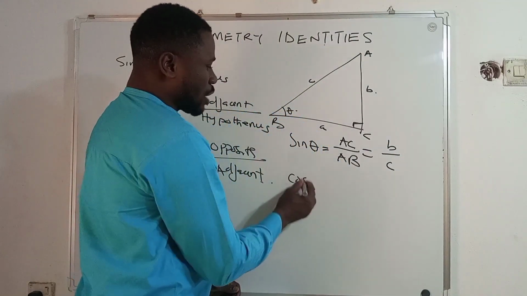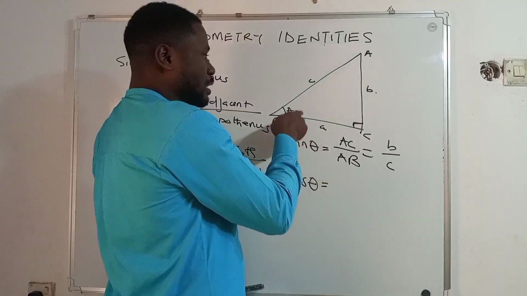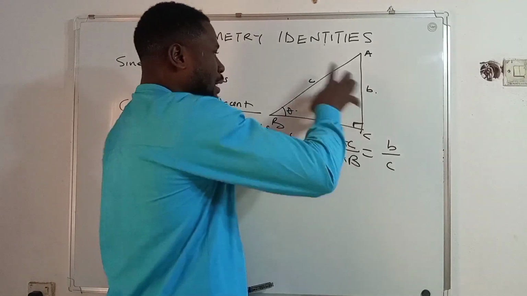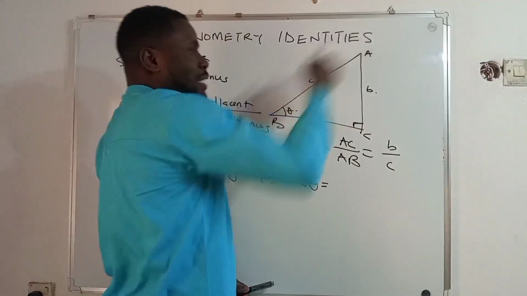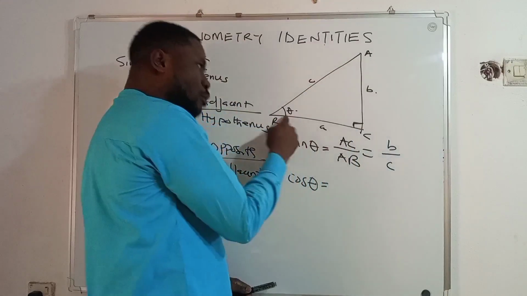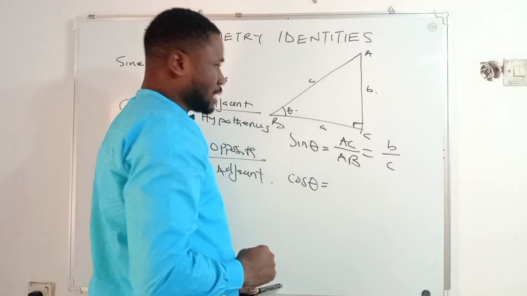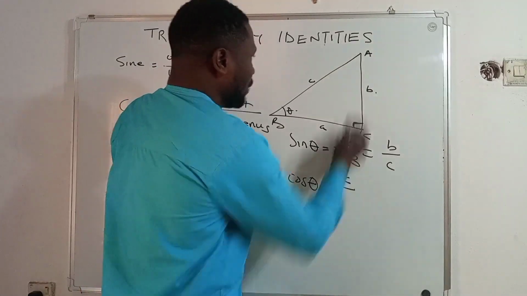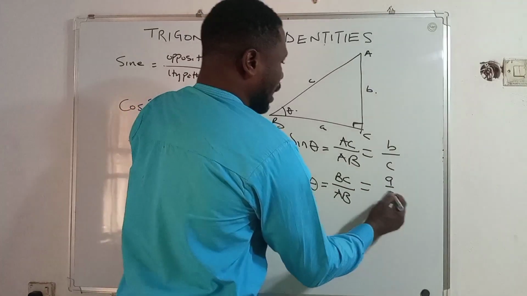If we want to define cos theta, this has to be equal to adjacent of theta all over the hypotenuse. Remember that this is always the hypotenuse. The longest side is the hypotenuse. Now the side opposite to theta is defined, and so the remaining side has to be adjacent to theta. And so this has to be the line BC all over the hypotenuse AB. And of course that will be equal to a all over c.